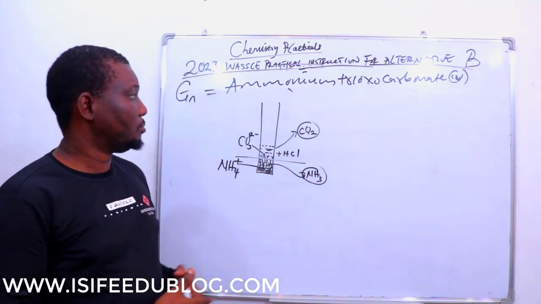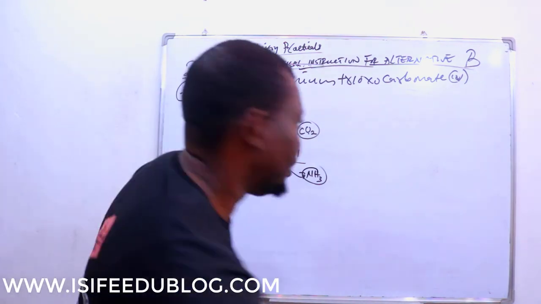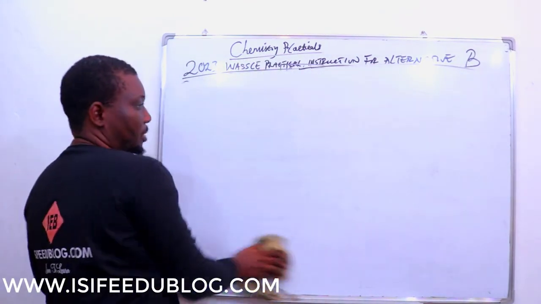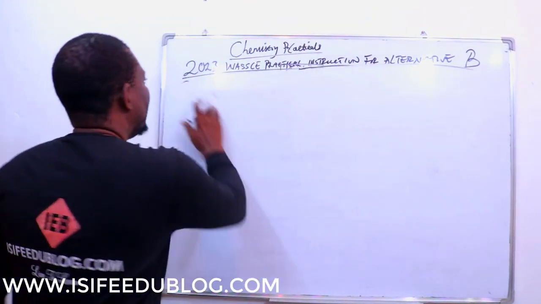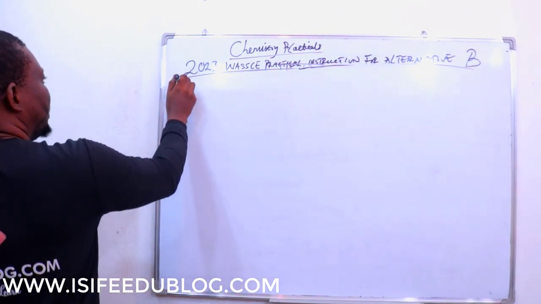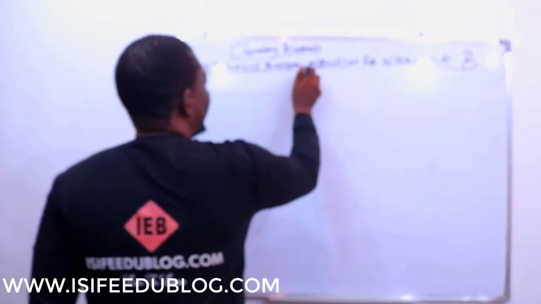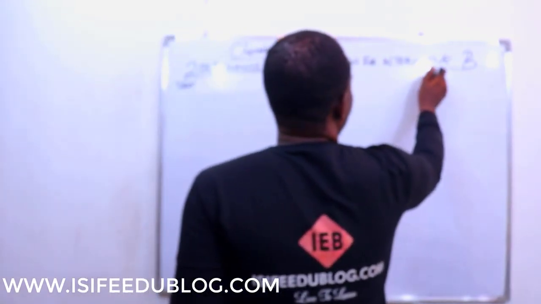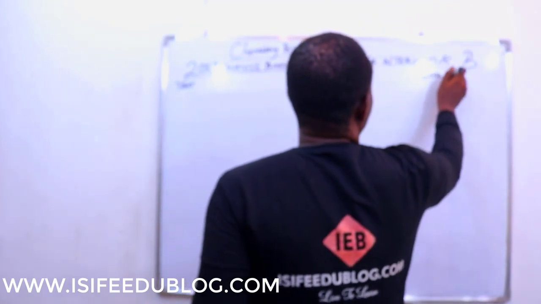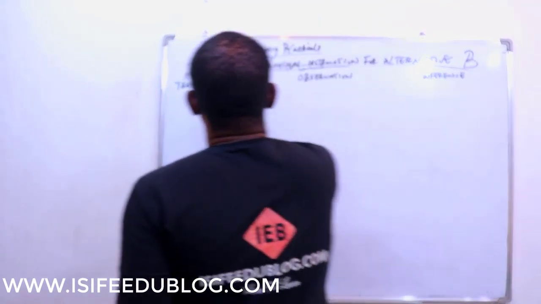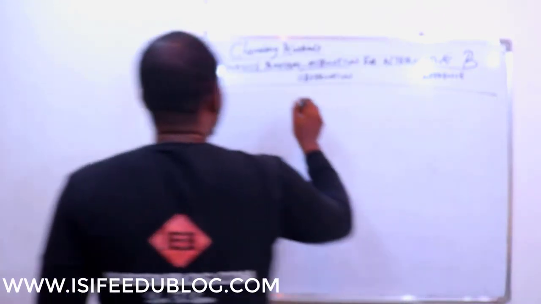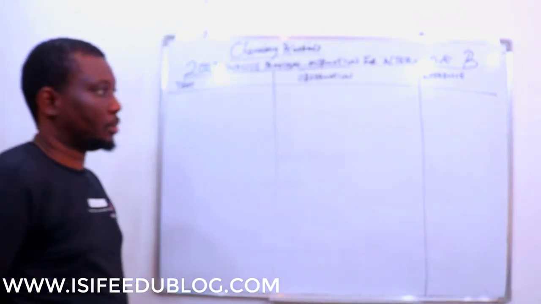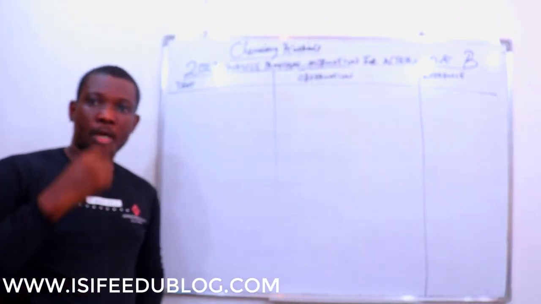And then we'll draw the table. Let's give the table and make sure this is represented. So I'm going to put up the table now. All this will be written this way: Test, observation, inference.